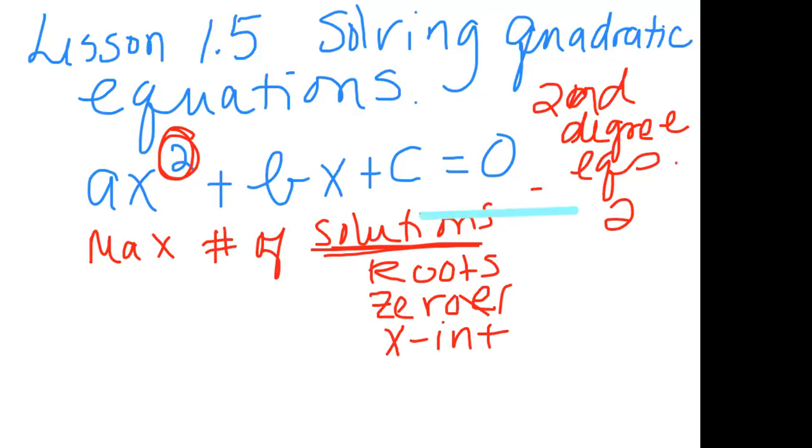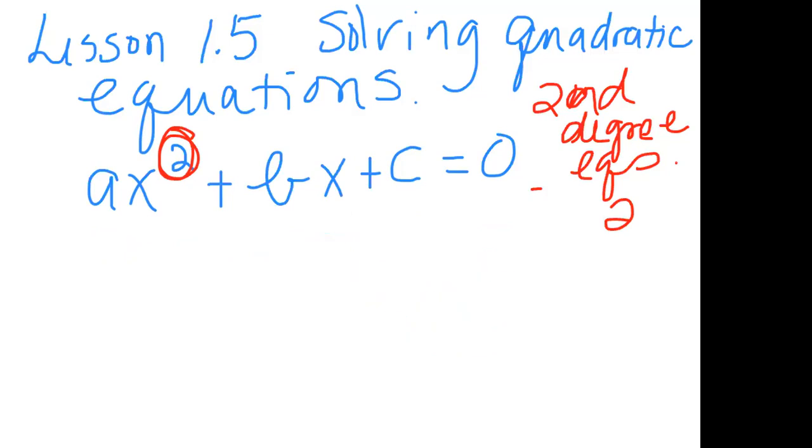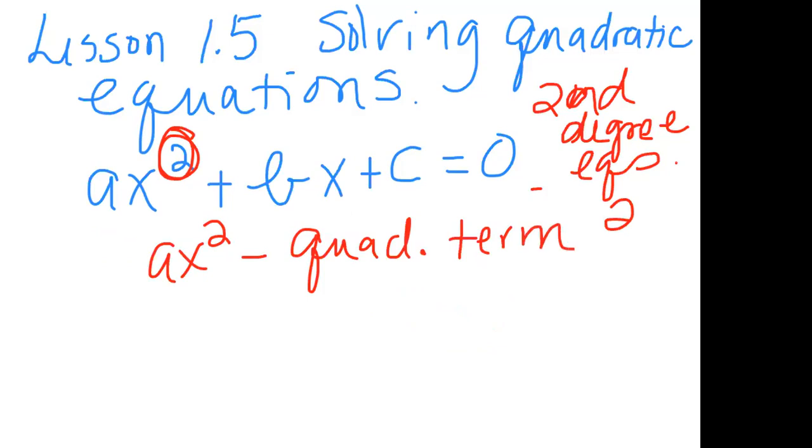All right, moving along. When we talk about the quadratic equations, guys, in order to have a quadratic equation, you must have the quadratic term. So the ax squared is referred to as the quadratic term. Now, in the quadratic term, a cannot equal 0. If a is equal to 0, you will no longer have a quadratic equation.